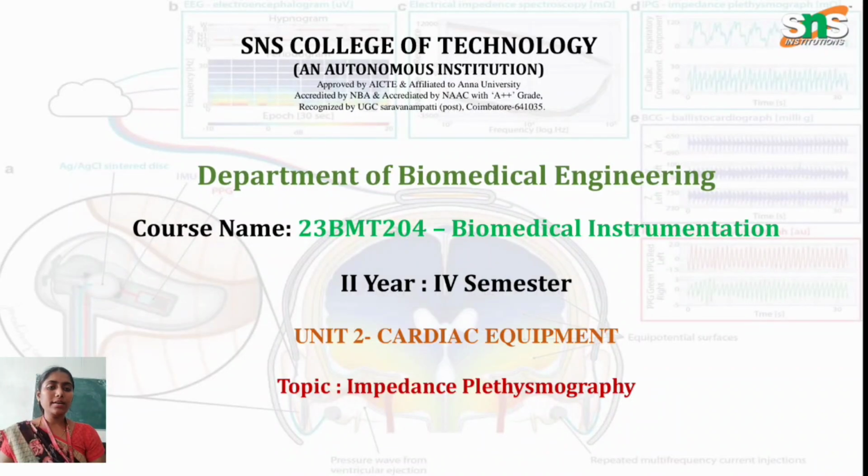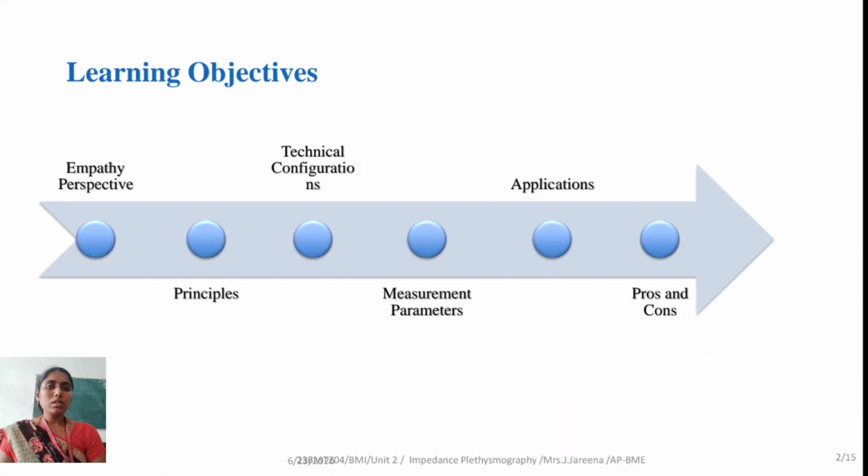We are going to see an important topic in unit 2, that is impedance plethysmography. The learning objectives of today's class include the need for this topic, the working principles of impedance plethysmography and its technical configuration, measurement parameters, and finally we will end with applications and the pros and cons of using impedance plethysmography.